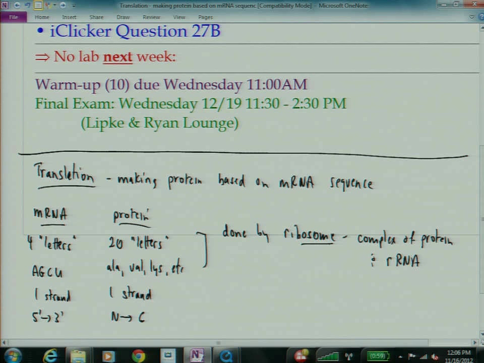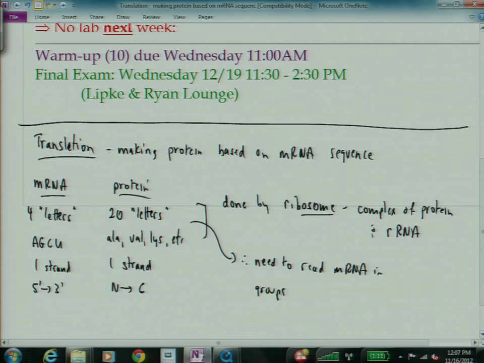The other thing is, because there's a different number of letters, the translation can't be as simple as transcription. In transcription, every time you see an A, you pair a T, etc. That's easy, one for one letter. In this case, you've got a four-letter alphabet you're trying to turn into a 20-letter alphabet, so you can't read one for one. Therefore, you need to read the mRNA in groups of nucleotides. These are called codons.